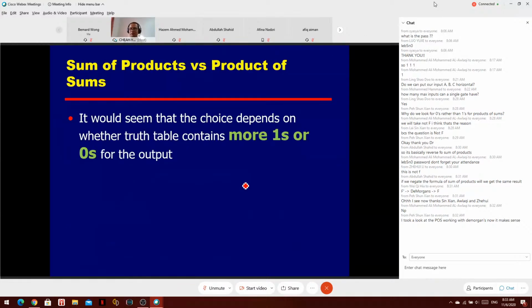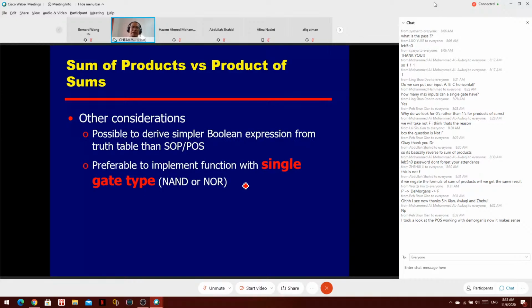So that's one reason for the choice between sums of product and product of sums. The other consideration is depending on what gates you want to use, which one is easier, or what you want to achieve, basically. Ultimately, we want to implement the function with just one type of gate only, either the NAND gate or NOR gate, which is another issue altogether.